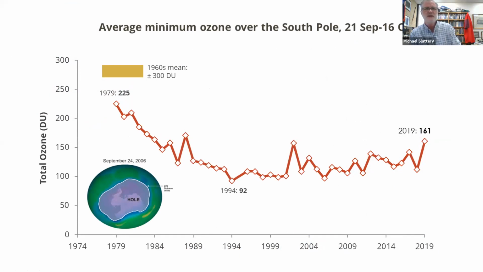Take a look at this. This is the same one you saw before. It shows ozone over the South Pole. It drops down to 1994. 2019 was an interesting year. Okay, look at 2019. Ozone goes back up to 161. Those are levels that they hadn't seen in 25 years, right? And everyone was like, oh, cool. The ozone hole's recovering, okay?